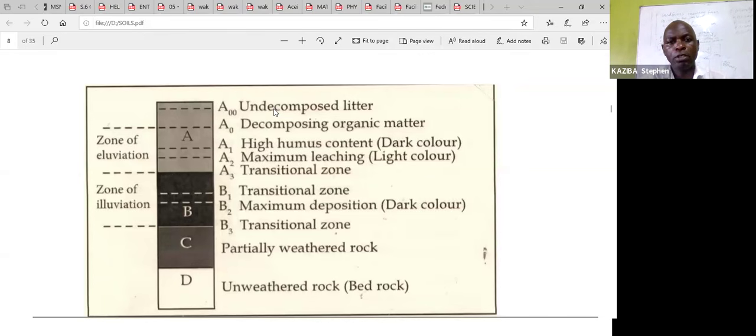Then you also talk about texture in terms of particles. We have rocks with big particles, which are called coarse-grained, that cannot easily be broken down. Then you also have fine-grained, meaning rocks of small texture.